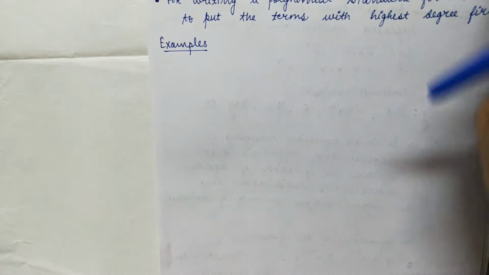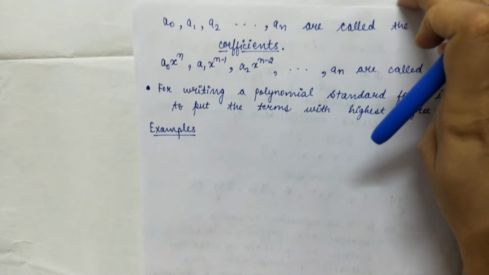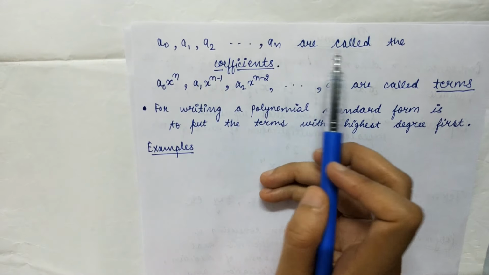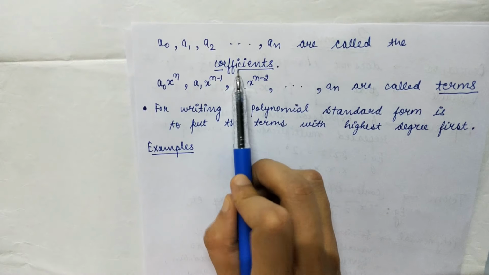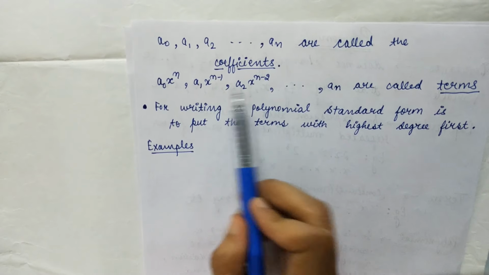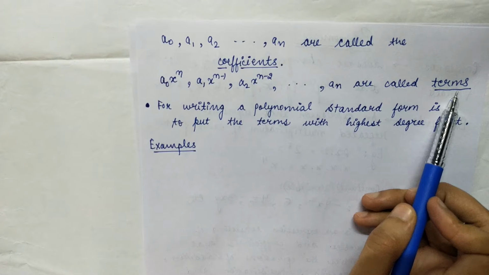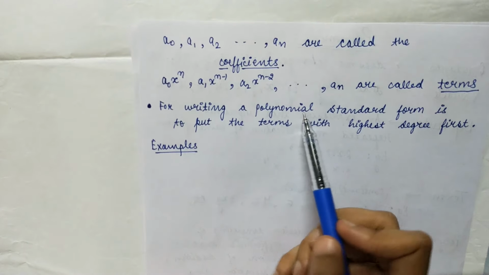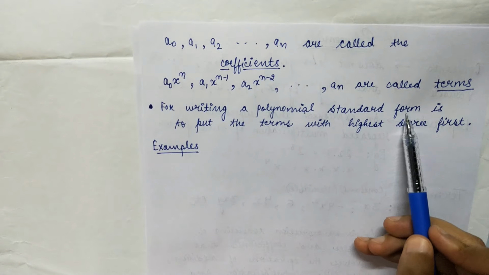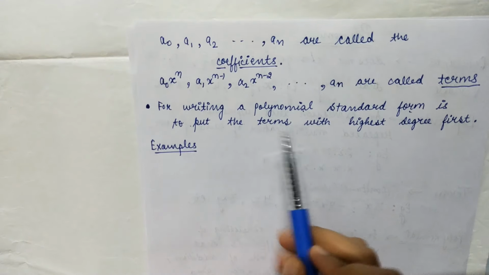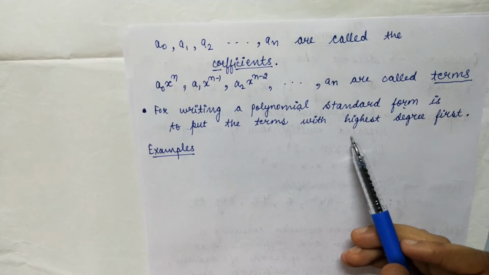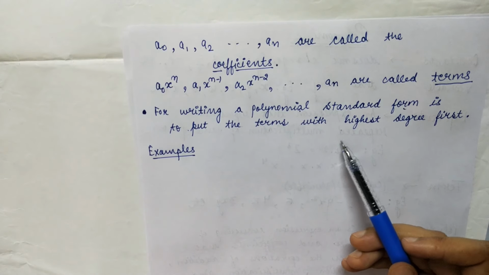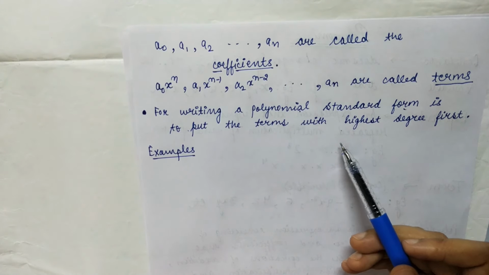And in this expression, a0, a1, a2, a3 are called the coefficients. In this expression, a1, a2, a3, an are called the coefficients, and a0, x to the power n, these are the terms of this expression. And generally, for writing any polynomial, we take the standard form, where we put the terms with the highest degree first.